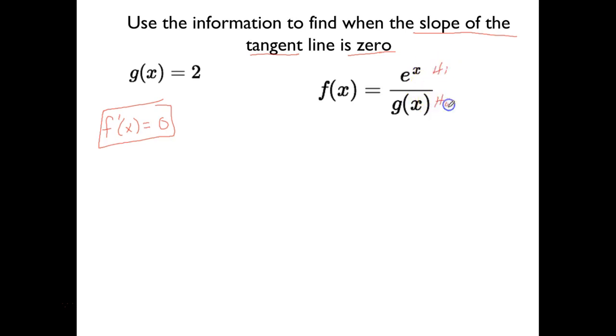High, this is ho, because we have a fraction. So f prime. Okay, it's ho d high, the derivative of the top. Remember, the derivative of e to the x is just e to the x. So ho d high minus high, just rewrite it, d ho, the derivative of g is g prime, all over ho squared, the bottom squared.